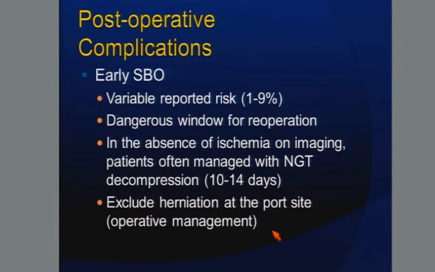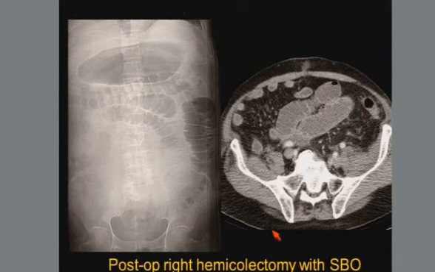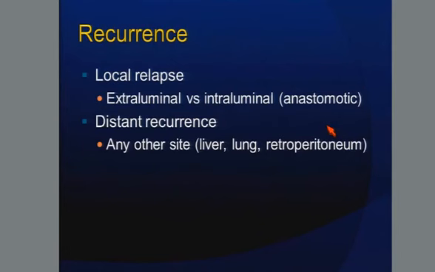The one thing you want to exclude is that the patient has herniated bowel at a laparoscopic port site, because these do need to be repaired surgically. And this is a patient very soon after the original surgery, and you can see this is status post right hemicolectomy, and you've got a relatively high-grade small bowel obstruction. This patient did fine with nasogastric decompression.